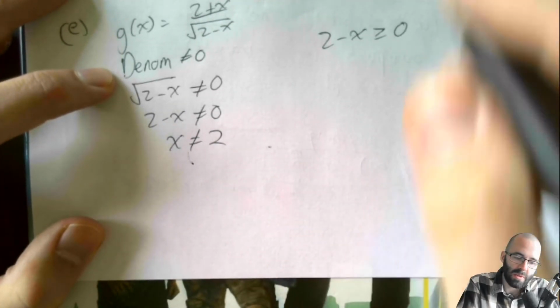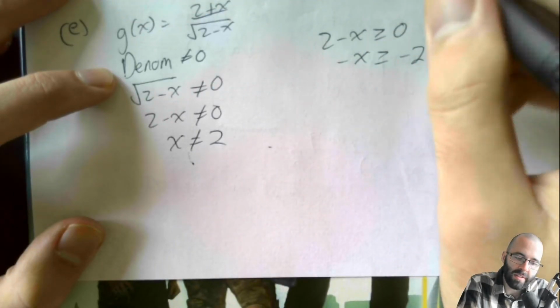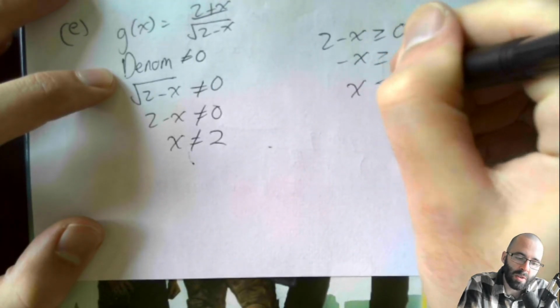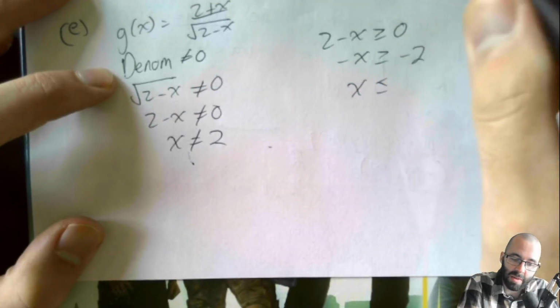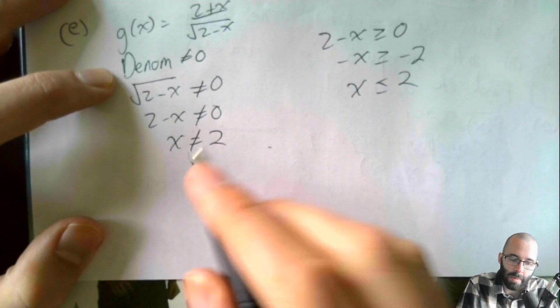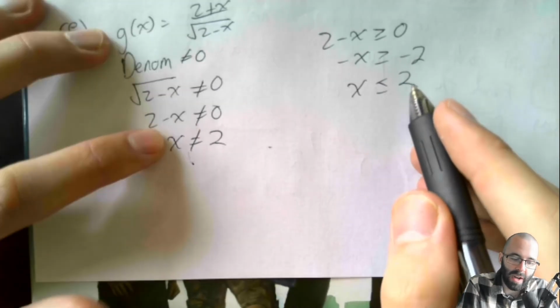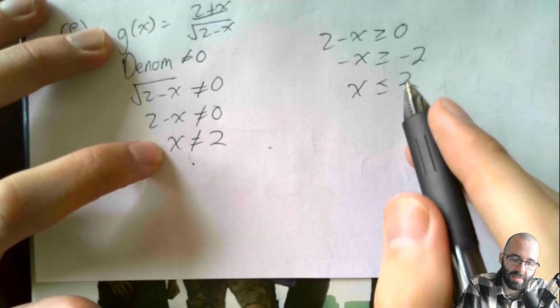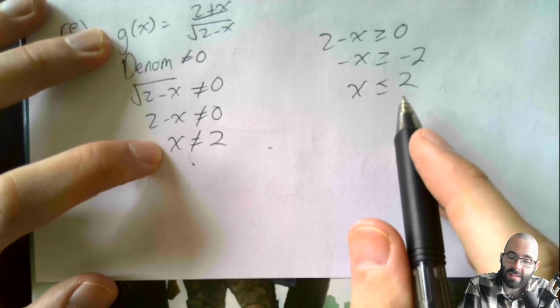But we have more conditions as well. Subtract 2 from both sides. Divide by a -1. Remember, when you divide by a -1 or multiply by a negative number, the inequality flips. So x can't be 2, and x has to be less than or equal to 2. How do we combine these things? x can be anything except for 2, and x has to be 2 or less.